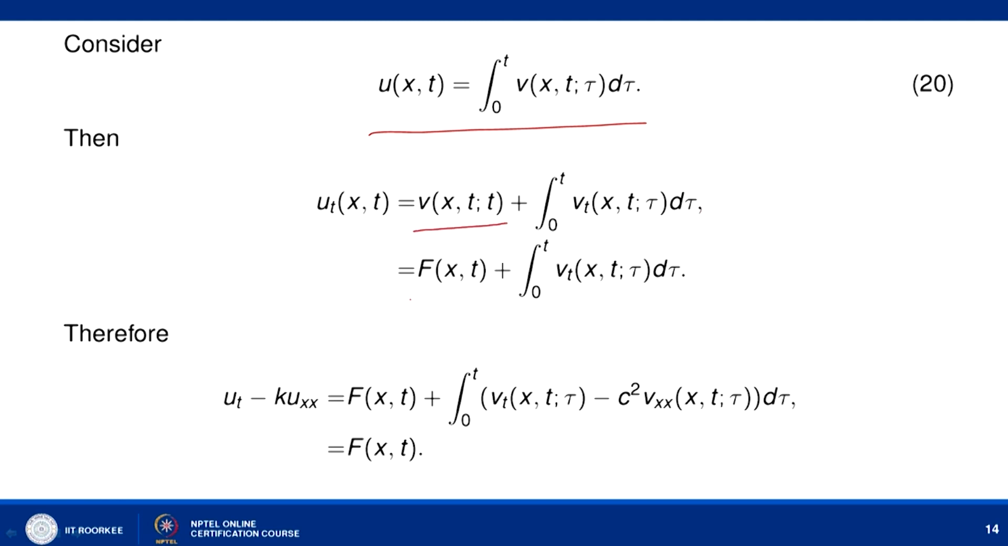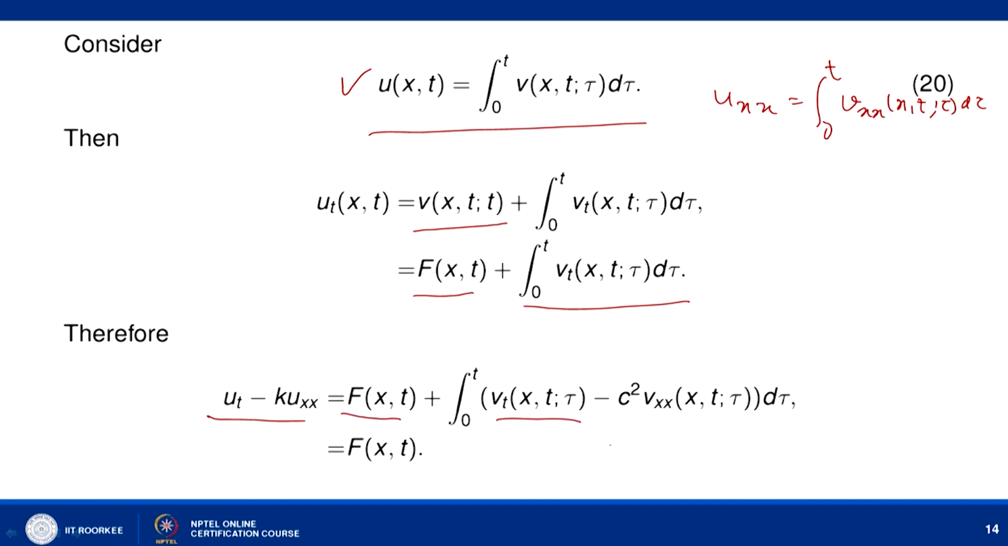Now Vxt is already given as f(x,t) = ∫₀ᵗ V_t(x,t,τ) dτ. Now we already know we can find out uxx, and uxx is ∫₀ᵗ Vxx(x,t,τ) dτ. So using this we can write ut minus k uxx equal to f(x,t) plus ∫₀ᵗ [V_t(x,t,τ) minus k Vxx(x,t,τ)] dτ.